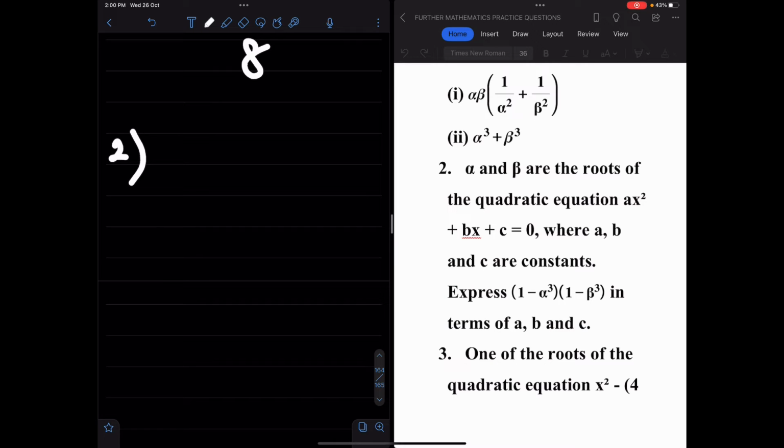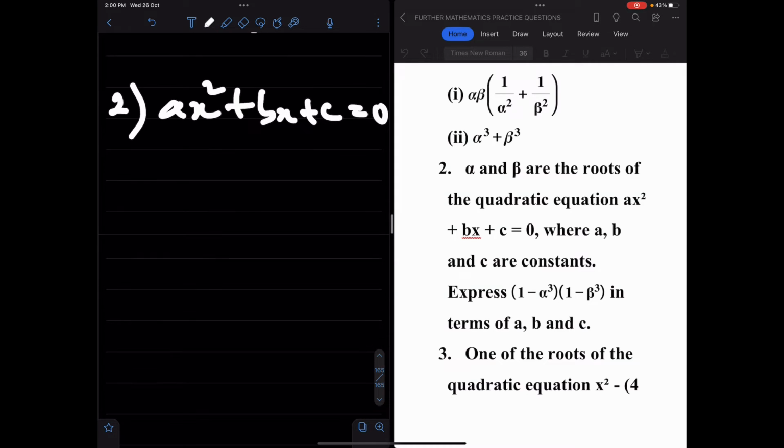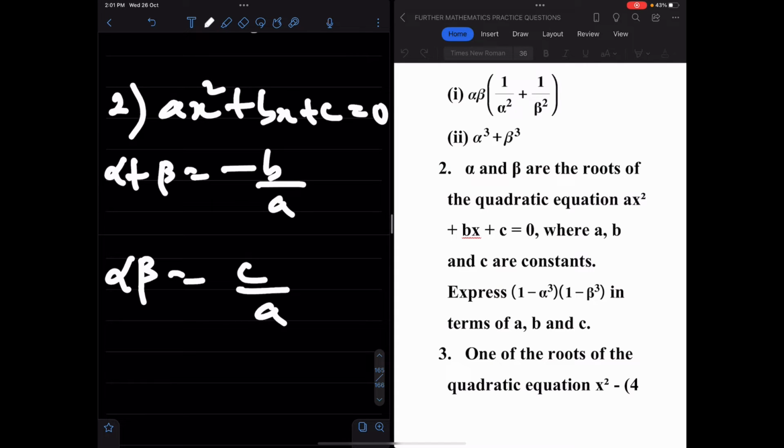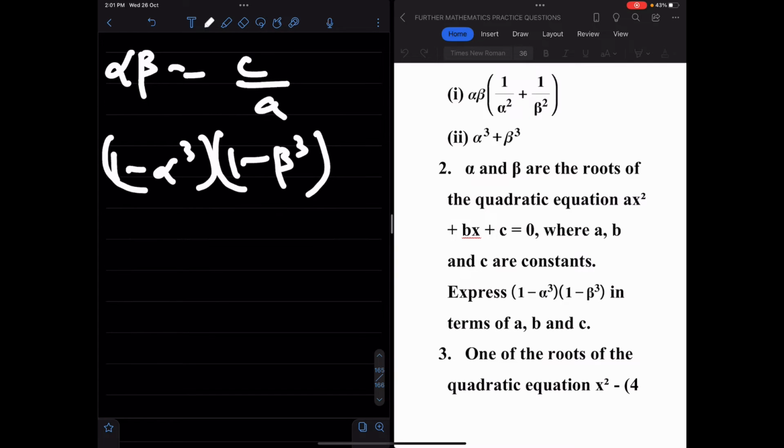If alpha and beta are the roots of the quadratic equation ax squared plus bx plus c equals 0, where a, b, and c are constants, express 1 minus alpha cubed times 1 minus beta cubed in terms of a, b, and c. I think that's supposed to be easy. The equation is ax squared plus bx plus c equals 0, and alpha and beta are its roots. That means alpha plus beta is minus b over a, and alpha beta is c over a. Now, how do we write 1 minus alpha cubed times 1 minus beta cubed in terms of a, b, and c?